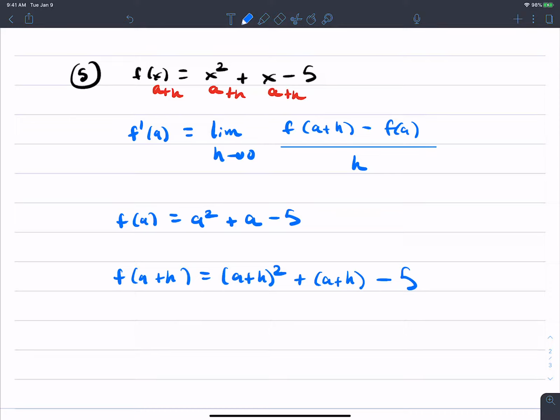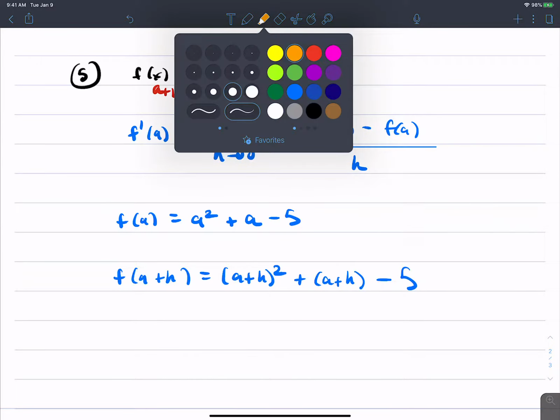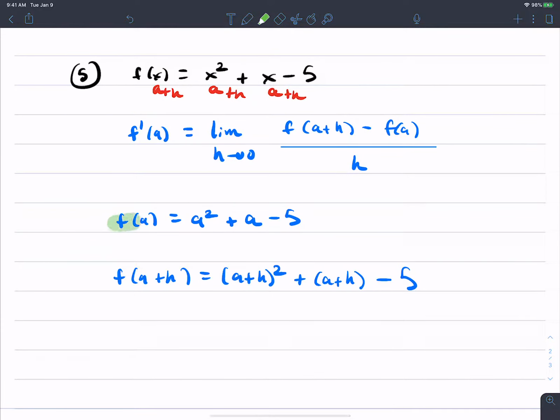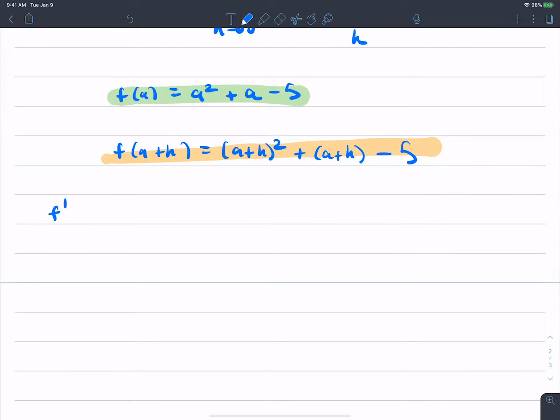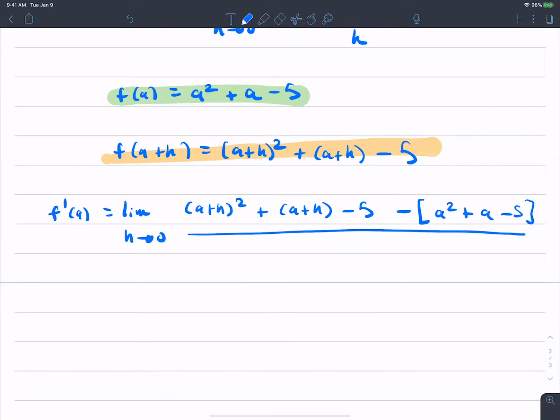Okay, well, what this means, again, is this green portion goes up here, this orange portion goes over here. And all together now you can start to see, we're going to need some space here, that f prime a is the limit as h goes to 0 of a plus h squared plus a plus h minus 5 minus, put a bracket or parentheses, it doesn't matter, and this will be over h.